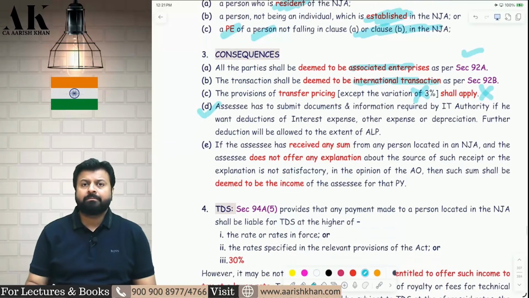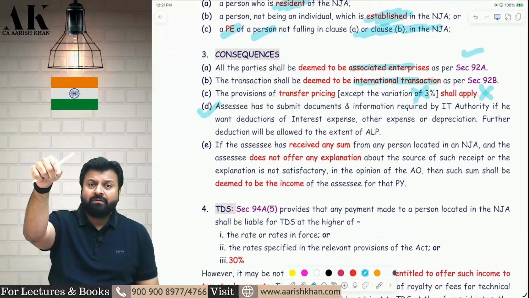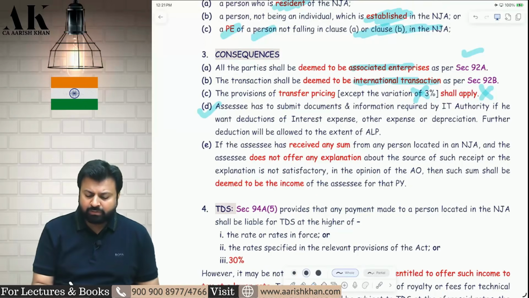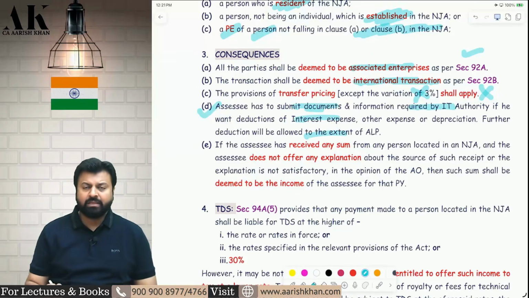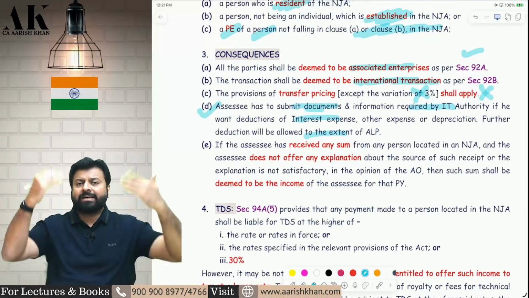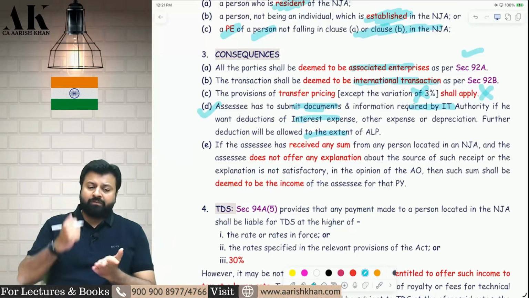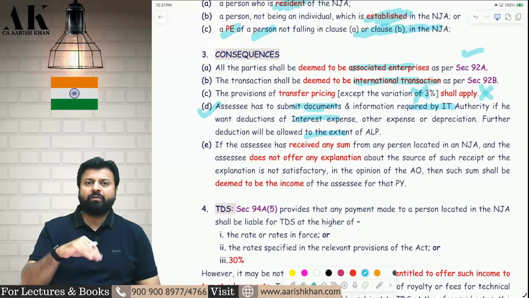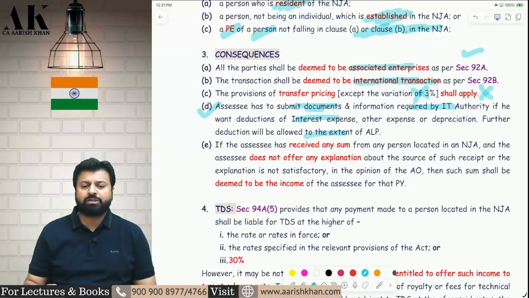Next issue, if you enter into a transaction with a person located in an NJA and you want the deduction of the expenses, then you have to submit the documents and information as required by the income tax authority. Then only we will give you the deduction, otherwise we are not going to give the deduction. See, that country is not sharing information with us. So we will put some force and pressure on the assessee that you have to get the information from them. Whatever CBDT will ask, you have to get the information from them.